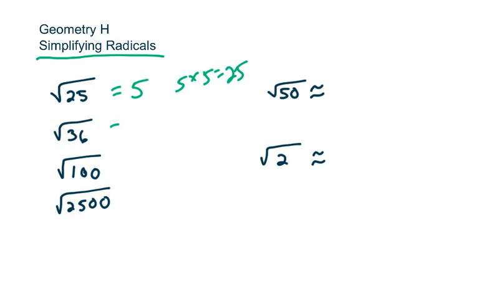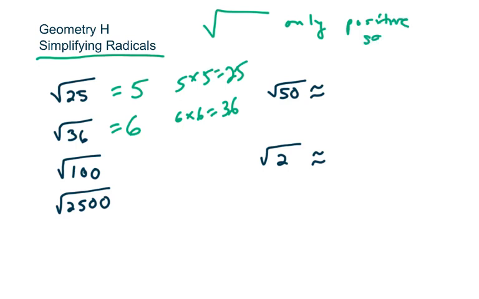Square root of 36 is 6, because 6 times 6 is 36. And yes, negative 6 times negative 6 is 36, but this symbol is only asking for the positive square root. The negative square root would have a negative outside. So square root of 100 equals 10, and then square root of 2500 is 50.